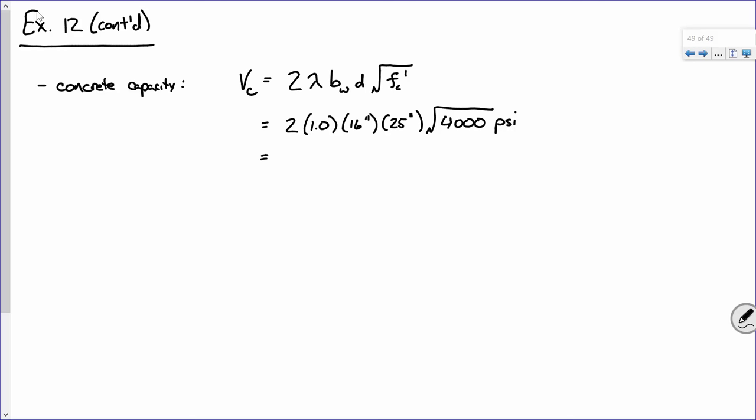Make y'all do some work, goodness. There we go. So 50596 pounds, because it's PSI times inches squared. Right?